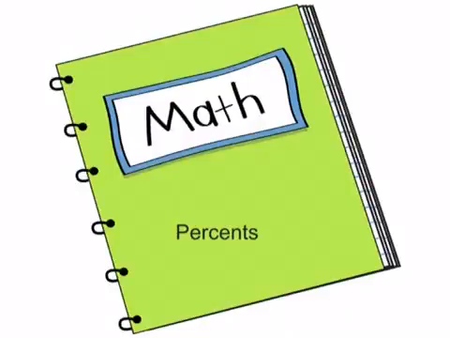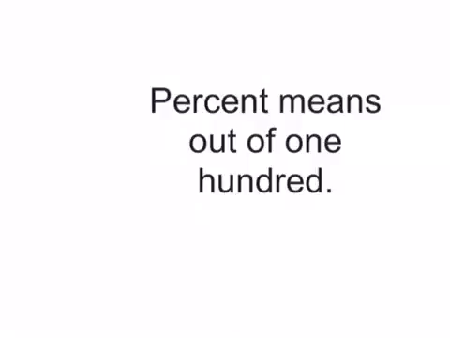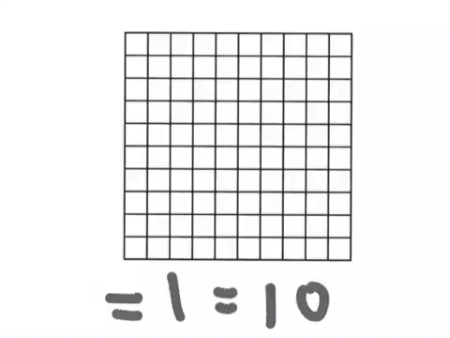This lesson will talk about percents and how they relate to decimal numbers as well as fractions. First of all, what does percent mean? Percent means out of 100. If I have a look at my hundredths grid, this whole thing represents one whole, or 100%.